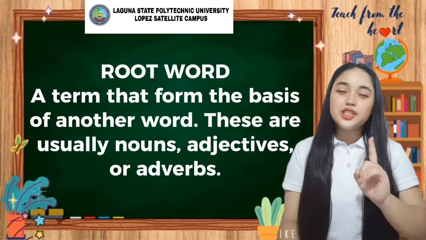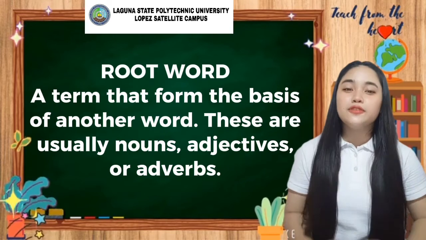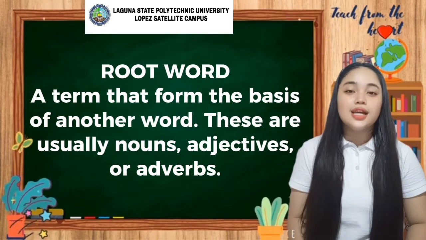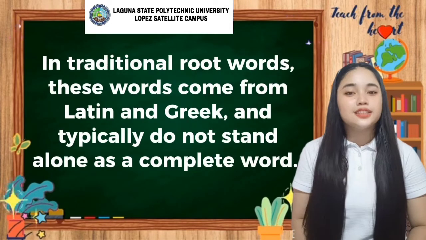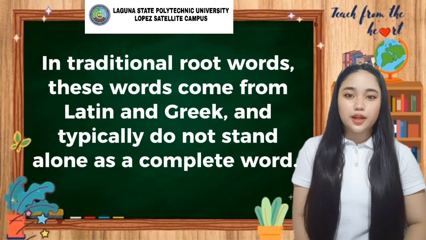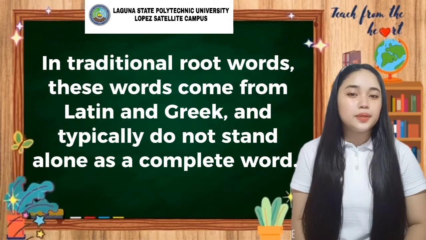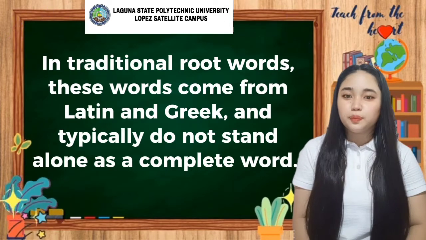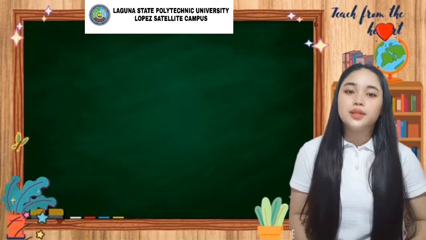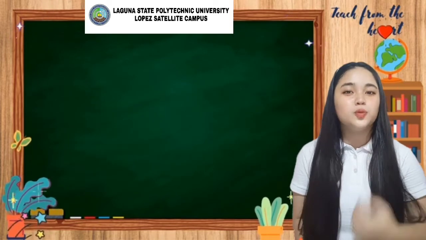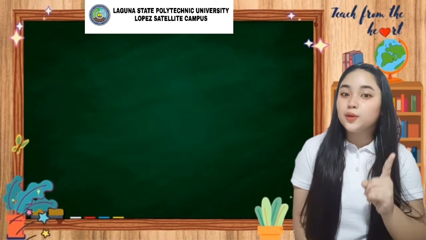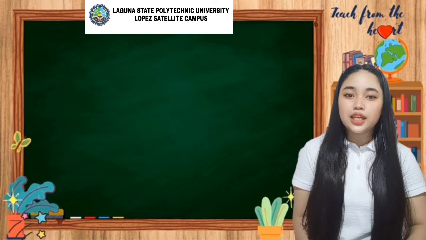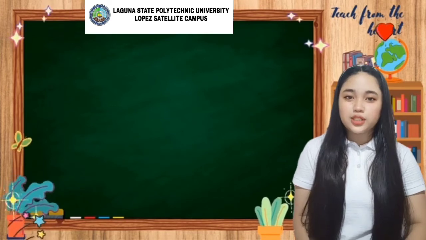Okay guys, let's start. First, we have root word, a term that forms the basis of another word. These are usually nouns, adjectives, or adverbs. In traditional root words, these words come from Latin and Greek and typically do not stand alone as a complete word. Understanding the meaning of the common roots can help you work out the meaning of a new word as you encounter them.